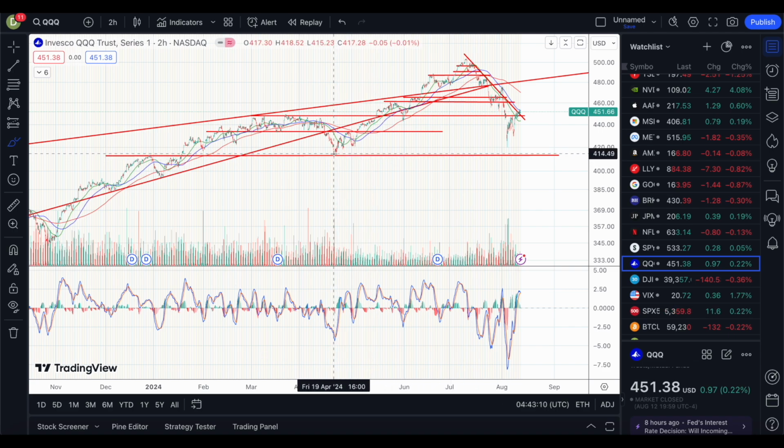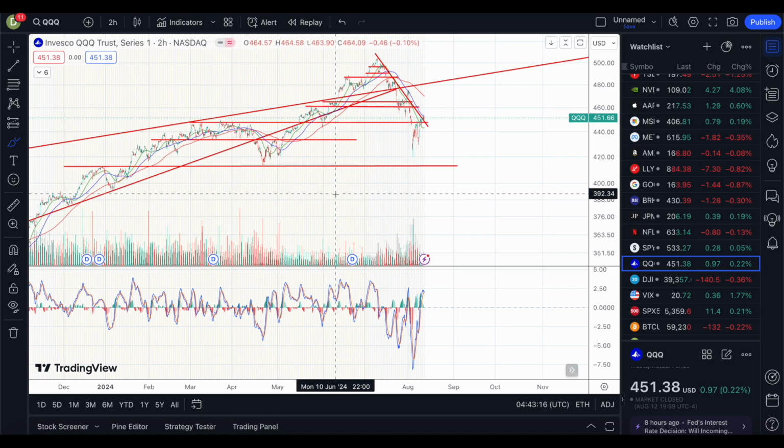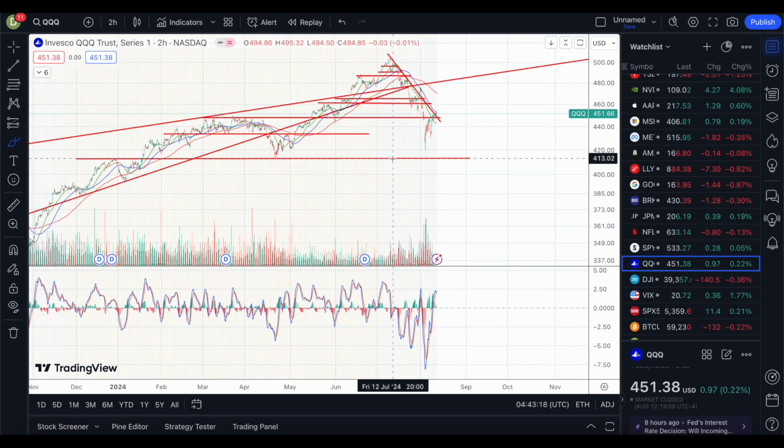That's based off the support bounce here, resistance level, and so on and so forth. I believe there was a spike. No, there wasn't. Okay.